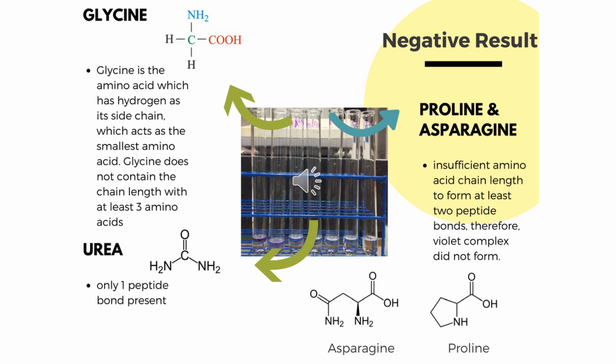Glycine is the amino acid which has hydrogen as a side chain, which makes it the smallest amino acid. Glycine does not have a chain length of at least 3 amino acids. Therefore, it gives rise to a negative result. For urea, there is only 1 peptide bond present. For proline and asparagine, this is due to insufficient amino acid chain length to form at least 2 peptide bonds. Therefore, the violet complex did not form.